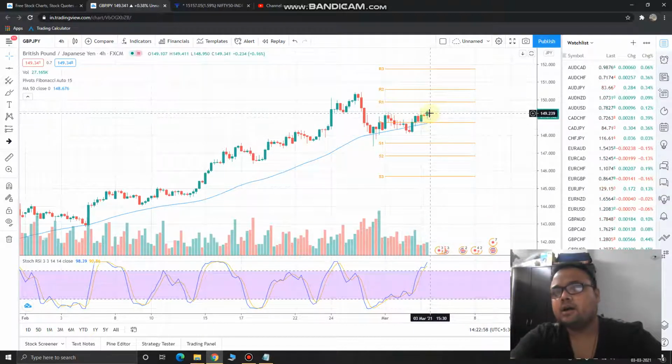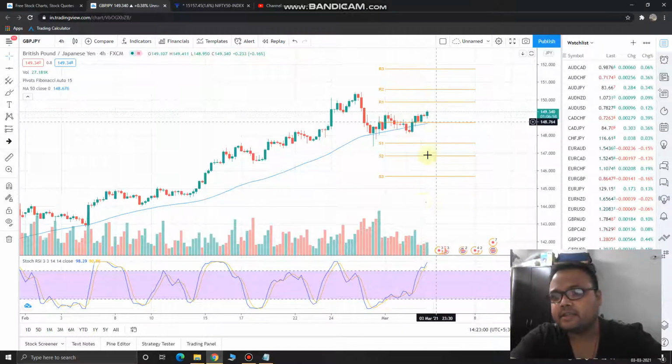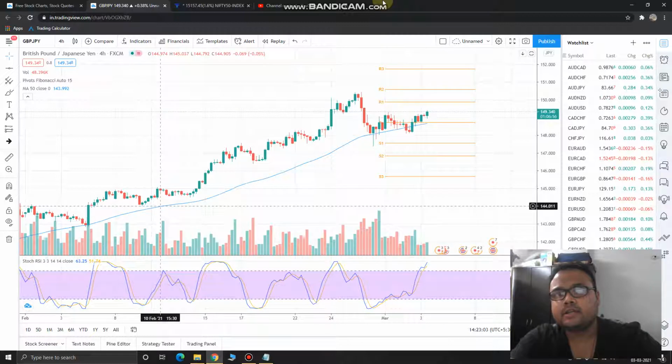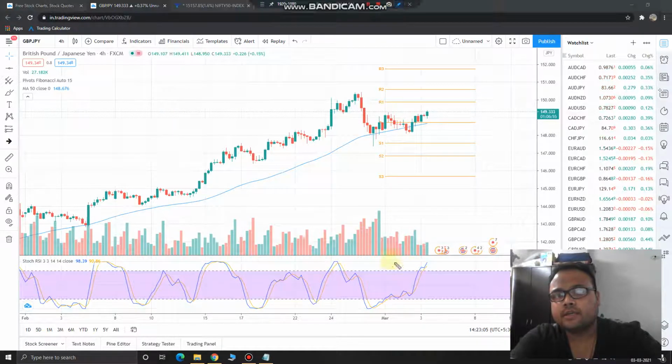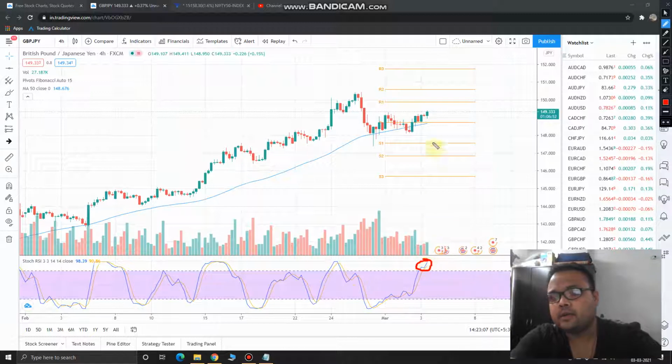And if you are looking for a safer entry, much more safer entry than this, then what you can do is that, as you can see, stochastic RSI is in overbought zone right now. So you can wait for stochastic RSI to come down to this oversold level. When it will rise from the oversold level, then you can initiate a buy position.